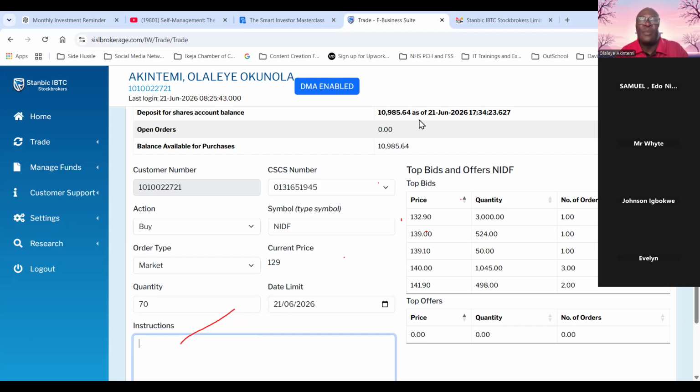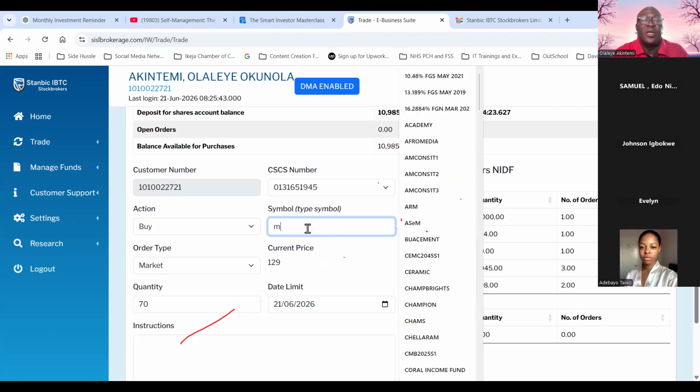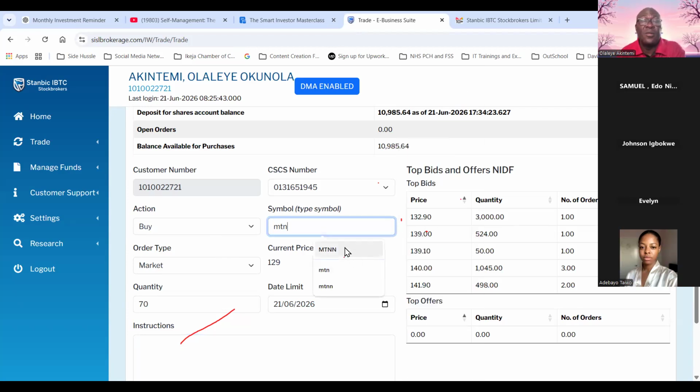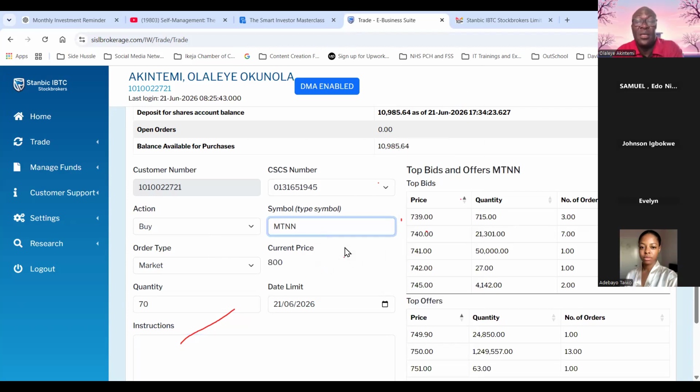Again, let me go back to MTN quickly before I come and buy this NIDF. Let me show you something on MTN. But sir, this NIDF, I used the market order. I placed it, and after a while, my order was cancelled. Nobody wants to sell.